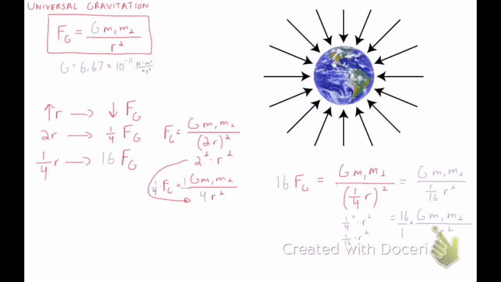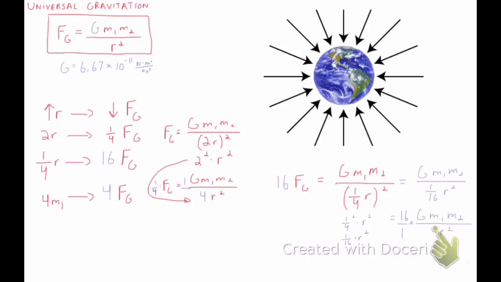So let's try this problem. If we quadruple mass 1, what happens to the gravitational force? One of the masses increases in size by a factor of 4. Well, the force will increase by a factor of 4.